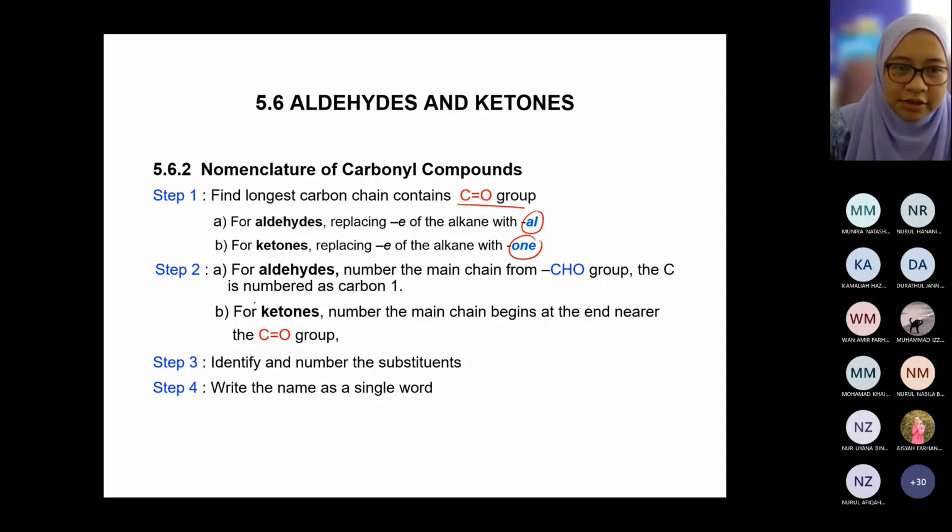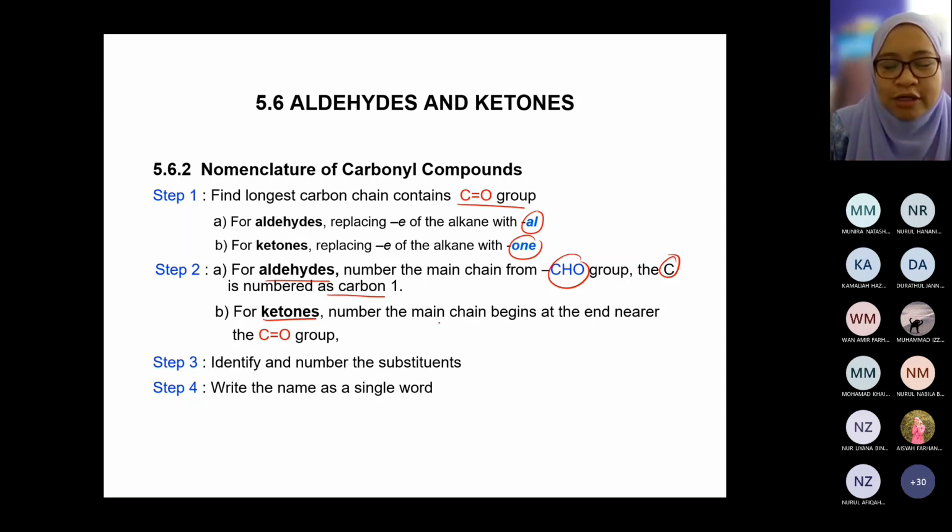Okay, okay. Step number 2 for aldehyde, number the main chain from CHO group. The carbon will be assigned as carbon number 1. Like I said, aldehyde dia duduk dekat terminal. Okay, dia duduk dekat tepi. So, kalau you nampak je aldehyde, you kena start numbering the carbonyl group tu as carbon number 1. Mesti carbon number 1. Okay, as for ketone pula, ketone ni dia duduk dekat tengah. Dia between the two carbon.